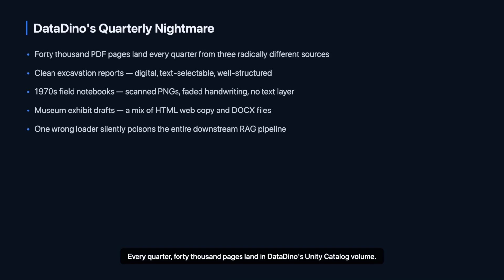Every quarter, 40,000 pages land in DataDino's Unity Catalog volume. And they don't all look alike. Some are clean excavation reports, modern PDFs generated by software, with text you can highlight and copy. Some are scanned 1970s field notebooks, photos of faded handwriting, with no underlying text layer at all. And some are museum exhibit drafts, a strange mix of HTML web copy and docx files from the curators. If you point one loader at all of them, you will silently lose entire categories of content. Pages that look fine in the bronze table, but contain nothing the embedding model can actually use.